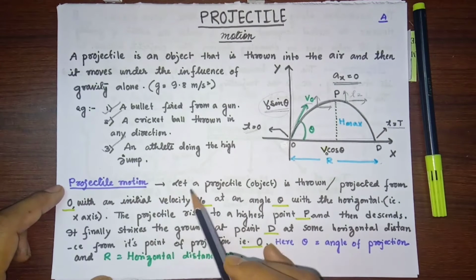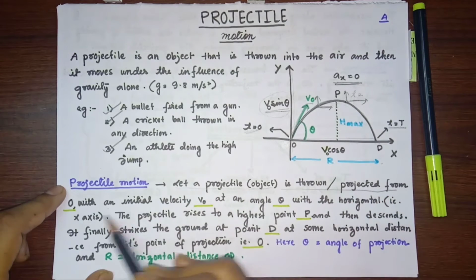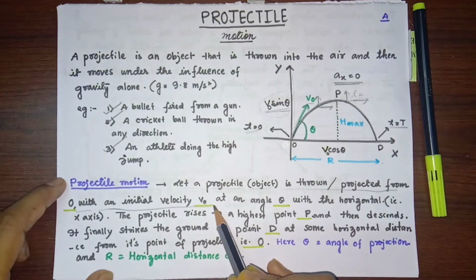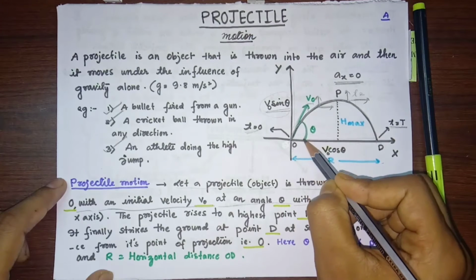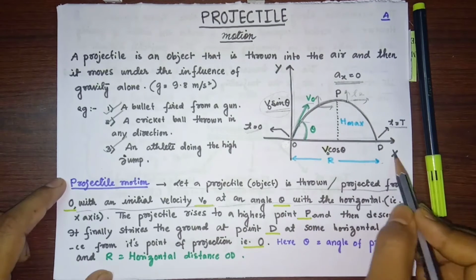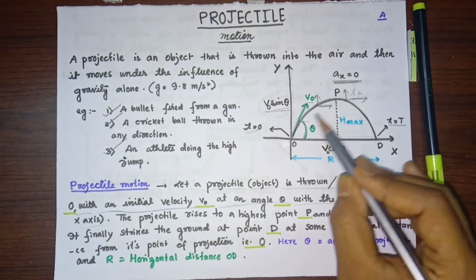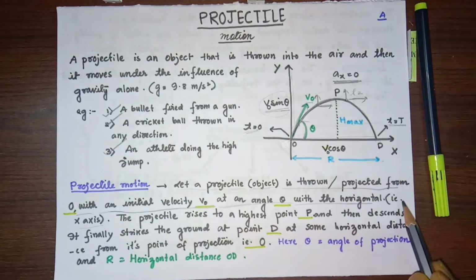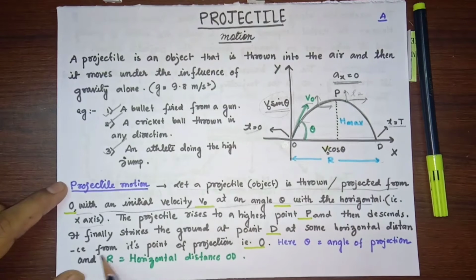Let a projectile or object be thrown, or projected, from O with an initial velocity v0 at an angle theta with the horizontal, that is the x-axis. The projectile rises to the highest point P, the maximum height, and then it starts descending from that point. You must keep in mind that this is the basic motion of a projectile.